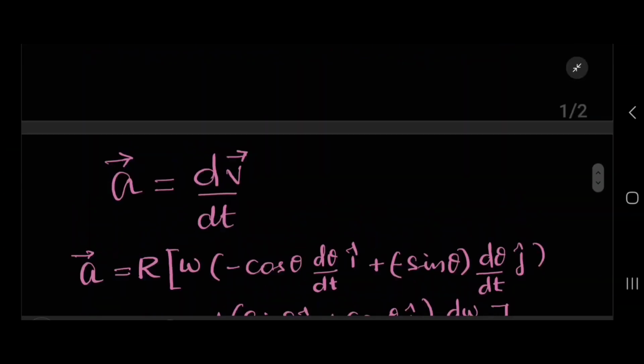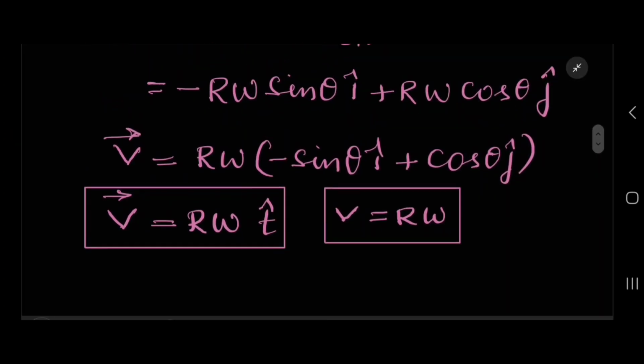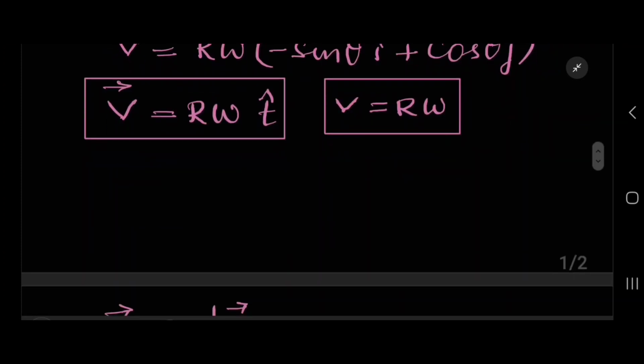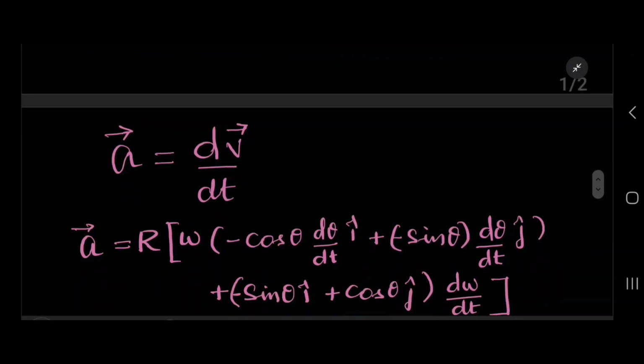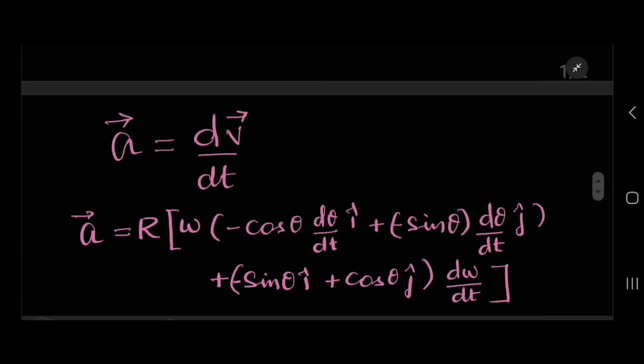Basics of differentiation again. So r I'll take common because it is constant. Omega I'll take as u, and minus sine theta i cap plus cos theta j cap I'll consider as v. So r into omega of the derivative of minus sine theta, that is minus cos theta into d theta by dt i cap, plus the derivative of cos theta, that is minus sine theta into d theta by dt j cap. So u into v dash is done, plus v into u dash. V is minus sine theta i cap plus cos theta j cap into u dash, that is d omega by dt.